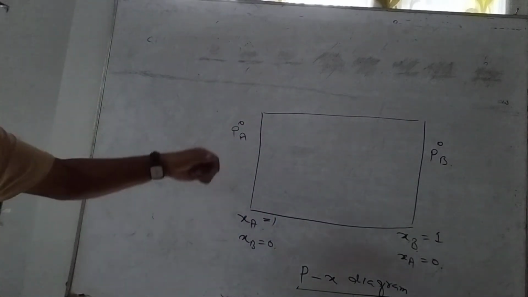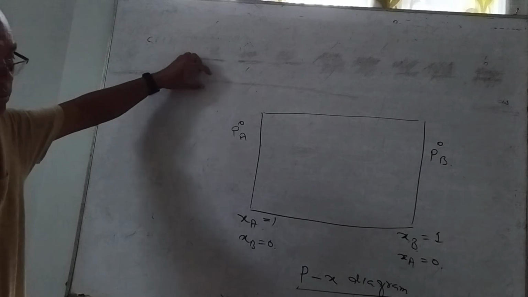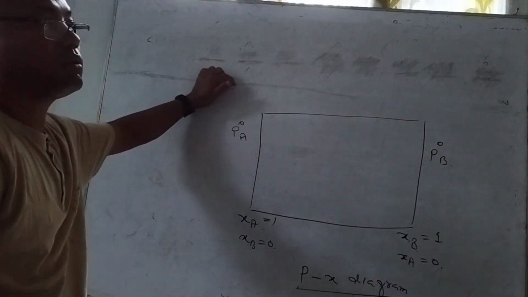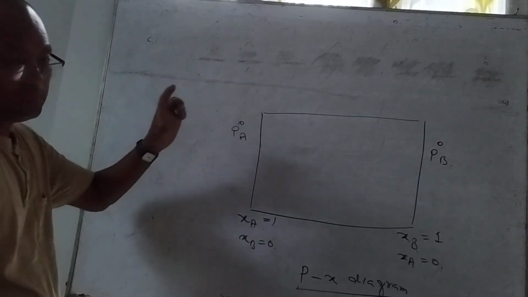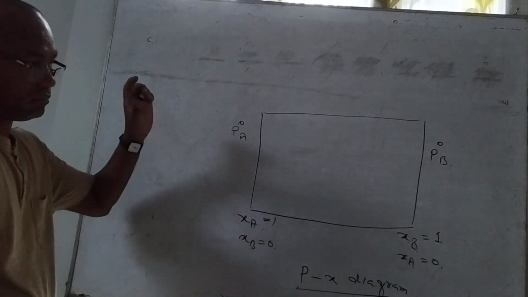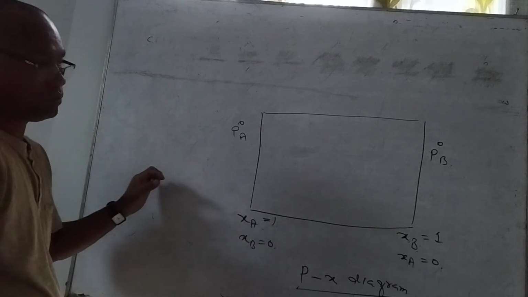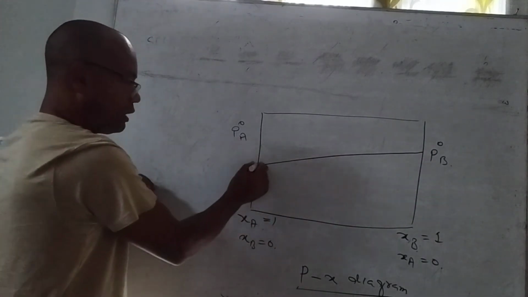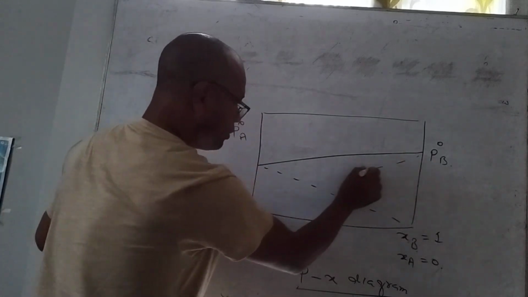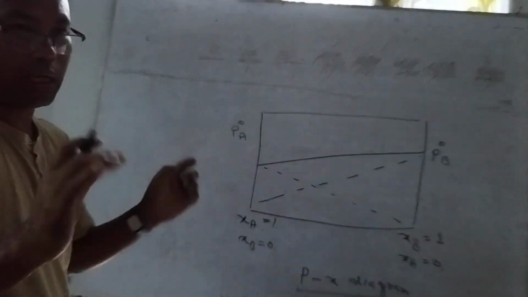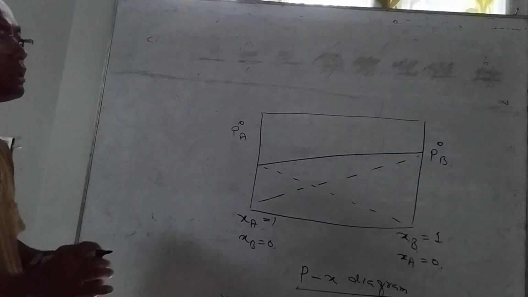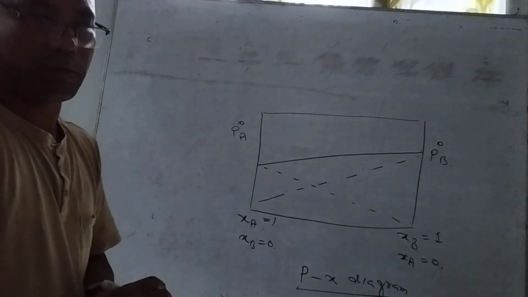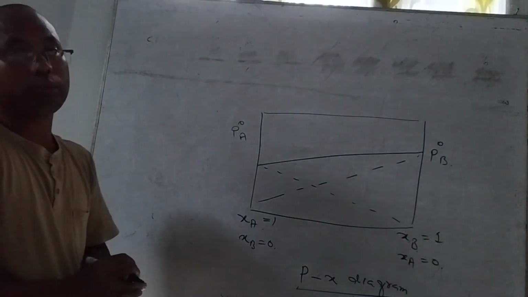Now, this is the P-x diagram. P means the vapor pressure, x is the mole fraction. So this is the vapor pressure and mole fraction diagram. When we draw the graph for ideal solutions, obviously the graph should be a straight line. When we connect these two, it should always be a straight line, no doubt. This is for the ideal solution. But for the non-ideal solution, the graph should not be a straight line.